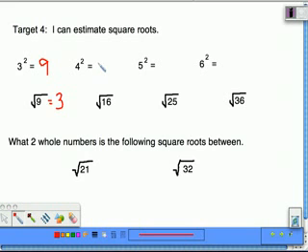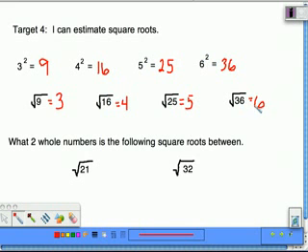4 squared is equal to 4 times 4, or 16. The square root of 16 is equal to 4. 5 squared is 5 times 5, or 25. The square root of 25 is equal to 5. And 6 squared is 6 times 6, or 36. The square root of 36 is equal to 6.